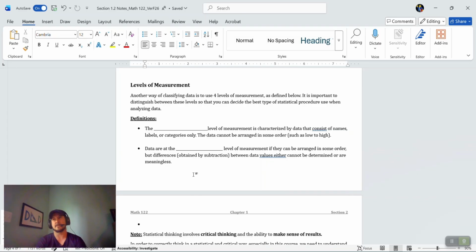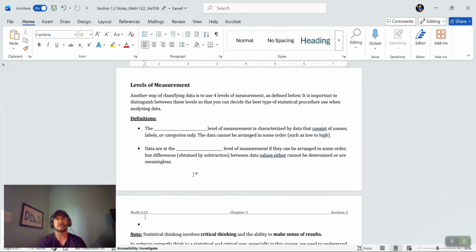Maybe it's like the fifth Sunday of ordinary time. Then a week after that would be the sixth Sunday of ordinary time. And these are all different time periods that occur in a particular order for a particular reason. Okay, so it says here, data are at the ordinal level of measurement if they can be arranged in some order, but differences obtained by subtraction between data values either cannot be determined or are meaningless.